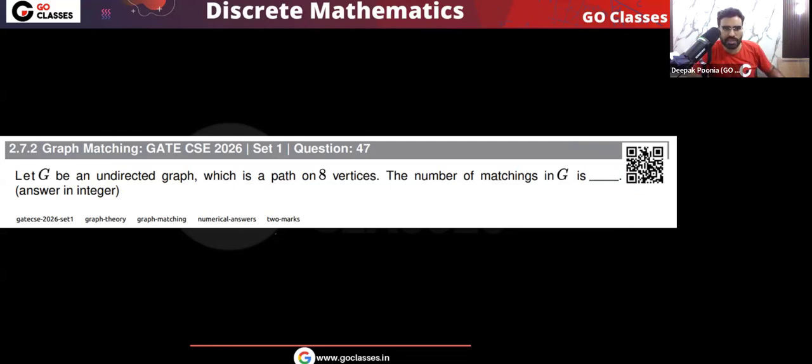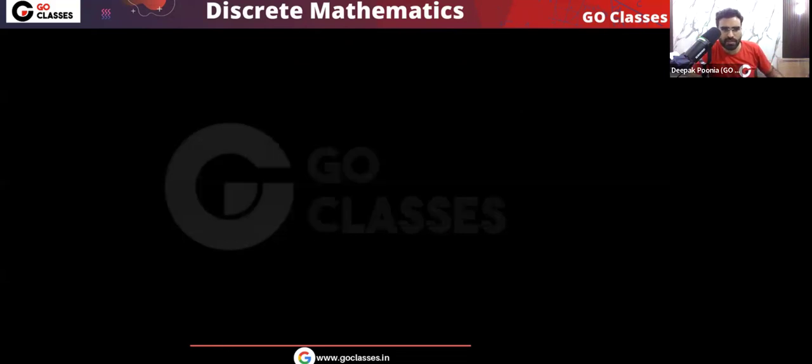Okay, so in the next session, we are going to solve this question and some more questions where we will think recursively to count the number of matchings, to count the number of perfect matchings, to count the number of maximal matchings, to count the number of independent sets, to count the number of maximal independent sets, and so on.